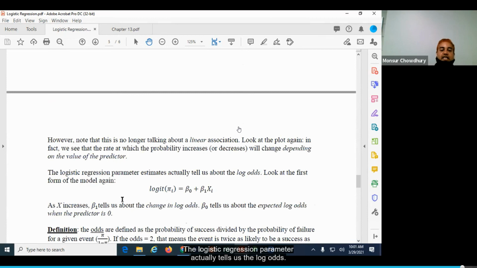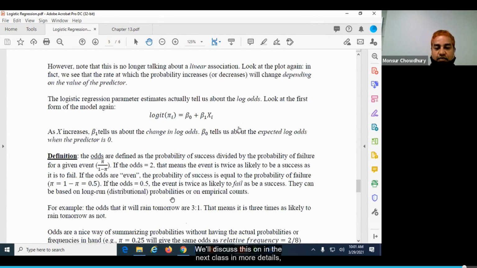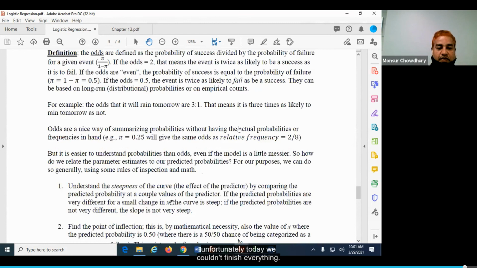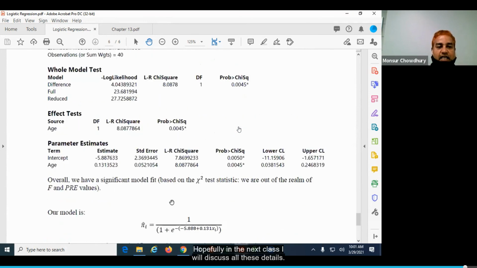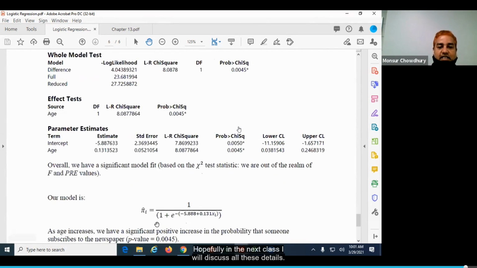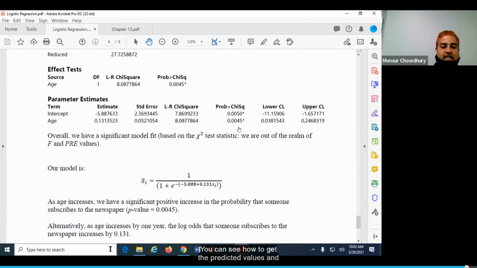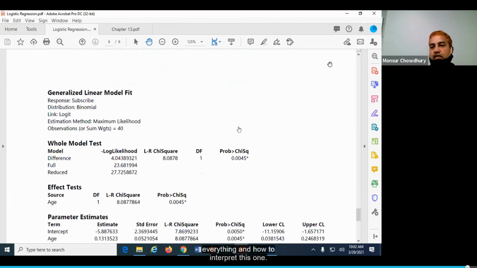Now the logistic regression parameter actually tells us the log odds. We will discuss this in more detail in the next class. Unfortunately, today we couldn't finish everything. Hopefully in the next class I will discuss all these details. I already did the data analysis, but I will discuss the results, how to find the models, how to get the predicted values, and how to interpret this. This will be in our homework. There is one question like this.